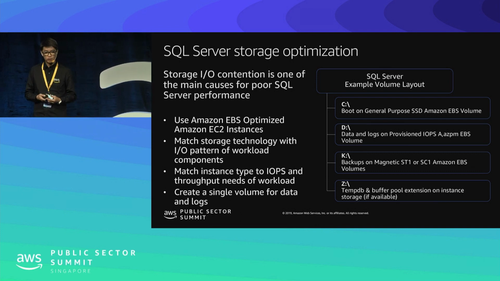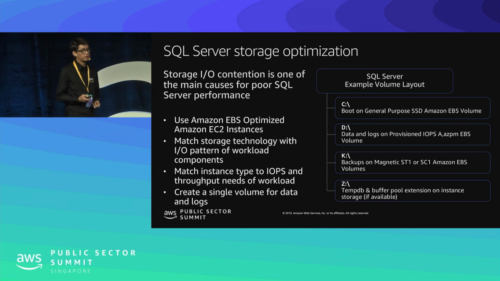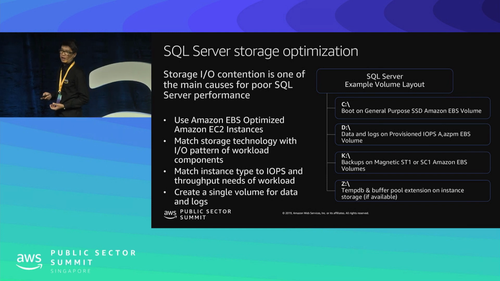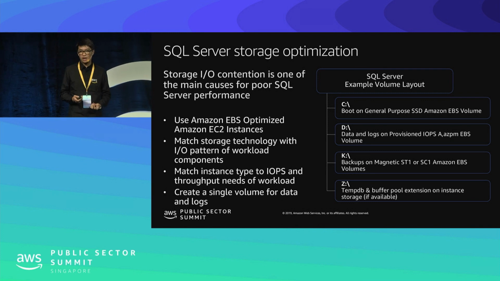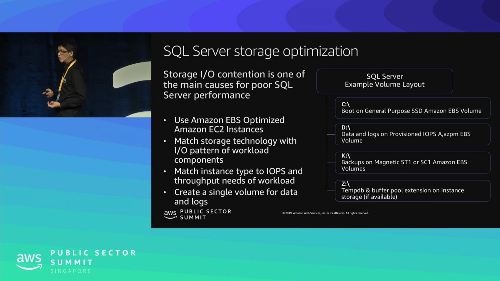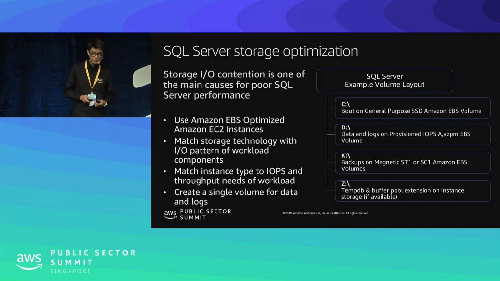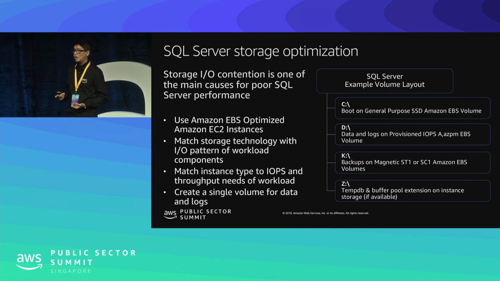So for example, here I have a sample volume layout. My Windows and my SQL Server running on a C drive, running on GP2 SSD. And my most critical disk basically is my data and my transaction logs, which will reside on a provisioned IOPS disk. That will give you a consistent IOPS to the disk. You can specify the number of IOPS that you need anytime you want. You can change it anytime you want. And for backups, because I do not need a very high throughput disk, I can run on a cold hard disk.